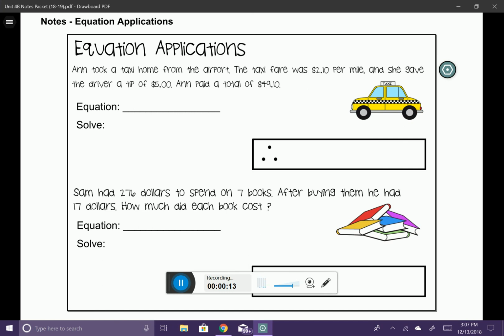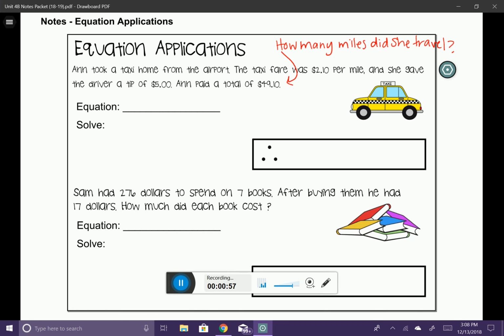The first question says, Anne took a taxi home from the airport. The taxi fare was $2.10 per mile, and she gave the driver a tip of $5. Anne paid a total of $49.10. Now, there is something missing from this problem, and it's the question: how many miles did she travel? So I'm going to write that up here. That should be at the end of this problem. My apologies. So the question is, how many miles did she travel?